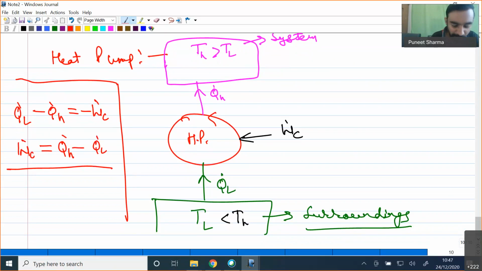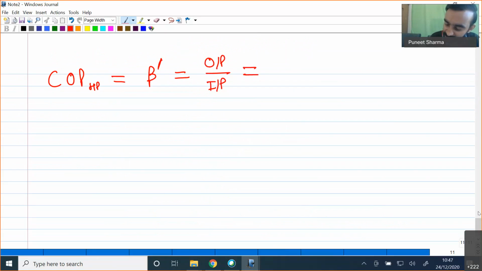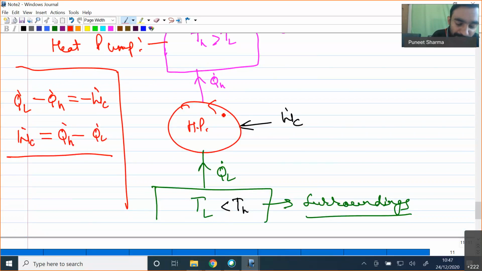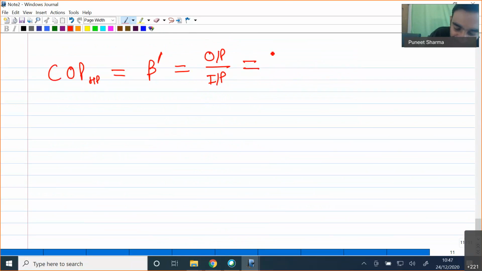Okay, but for this heat pump, what will be happening now? We will be defining the COP of the heat pump. The COP of the heat pump is generally given by the symbol beta dash. So beta dash will be nothing but equal to output divided by input. Okay, so what is our desired output in the case of a heat pump? We want to maintain the temperature of this particular system, which is at a higher temperature, above the surrounding temperature. In order to maintain this temperature, we have to supply a certain amount of heat. So whatever Q dot H amount of heat we are supplying to our system, that is actually our desired output. Okay. So over here Q dot H will be my desired output, and in order to do so, we are supplying W dot C amount of work.